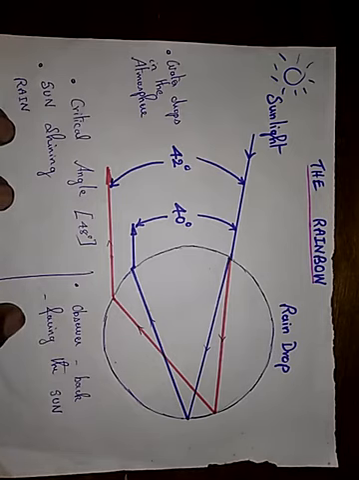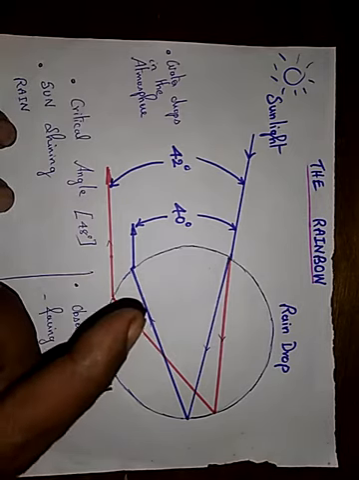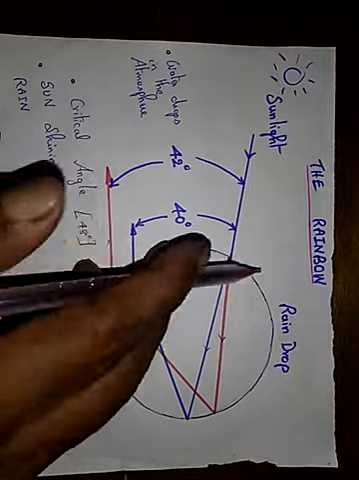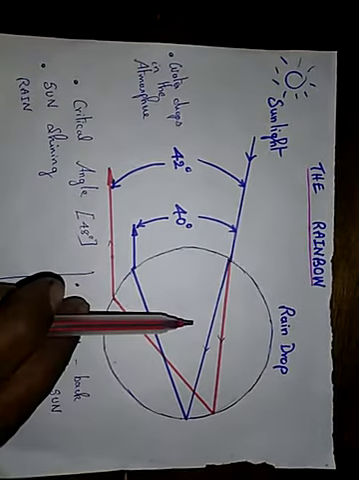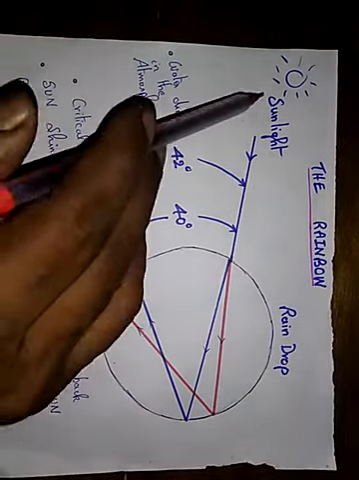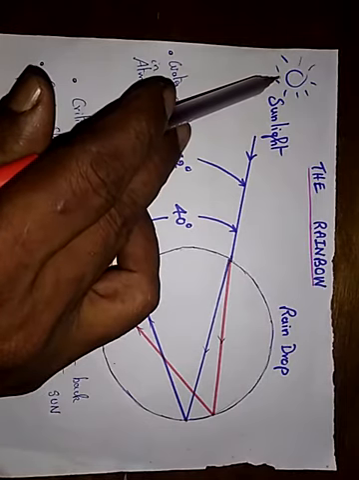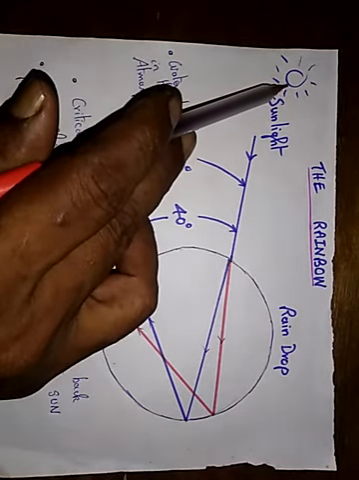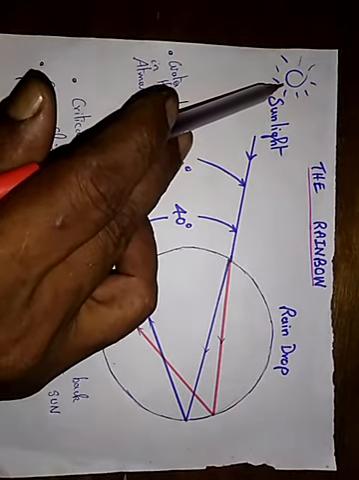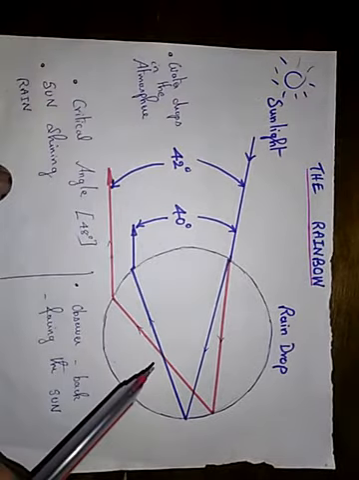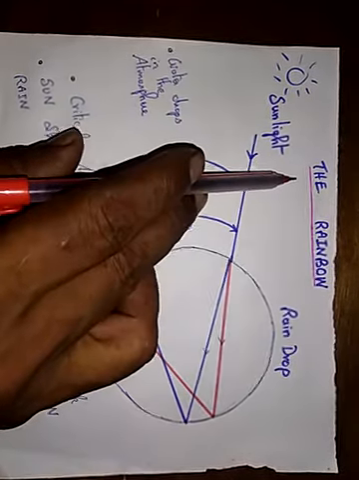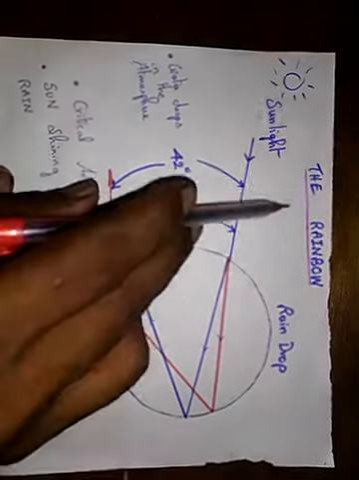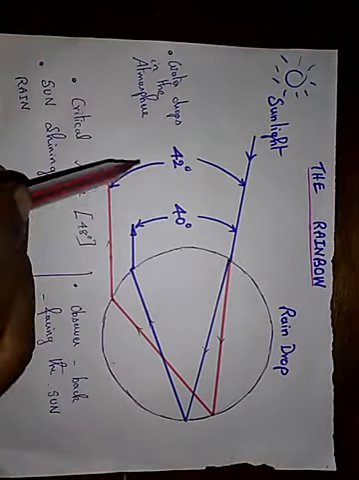Viewers, today we are going to see how the rainbow is formed. We have seen already that sunlight consists of all the visible spectrum. It also includes ultraviolet and infrared. So as far as the rainbow is concerned, we are interested only in the visible spectrum.